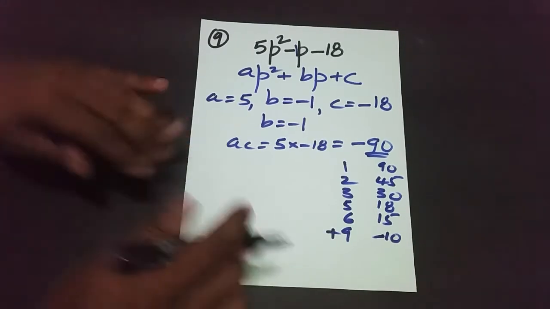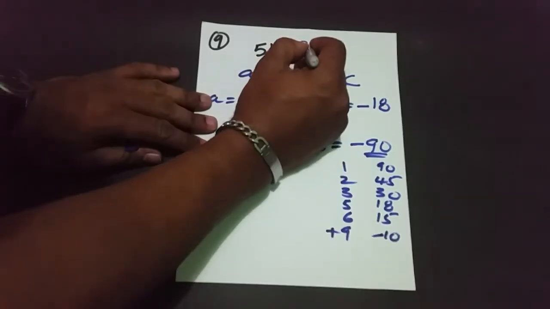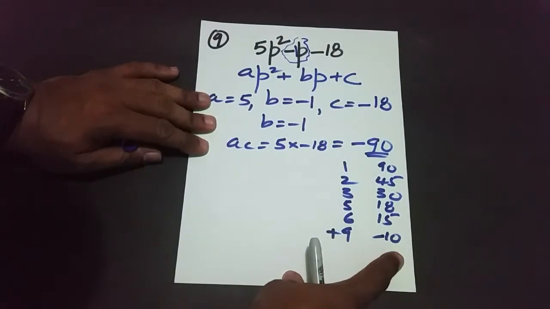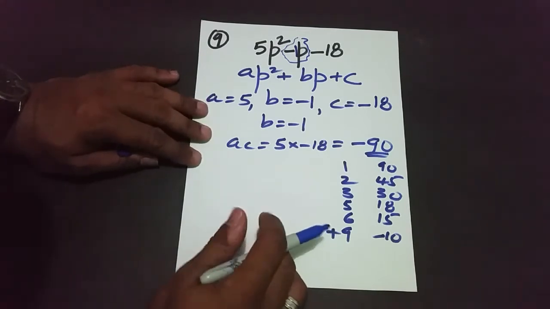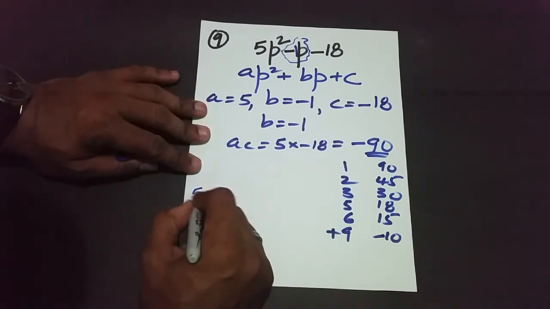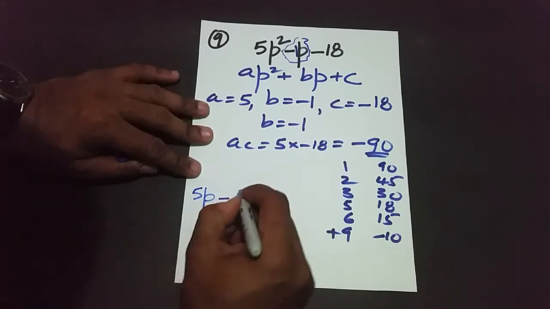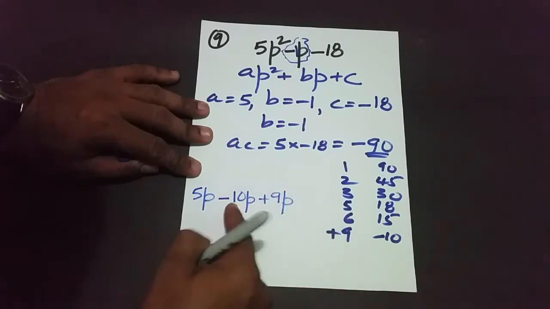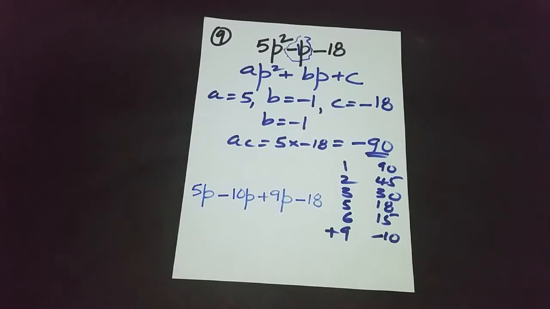So we're going to go ahead and rewrite the expression, except that we're not going to put minus 1p, we're going to put positive 9p minus 10p, or if you put minus 10p plus 9p, you're going to get the same result. So we're going to have here 5p squared minus 10p plus 9p. That is what's going to give us a negative 1p minus 18.